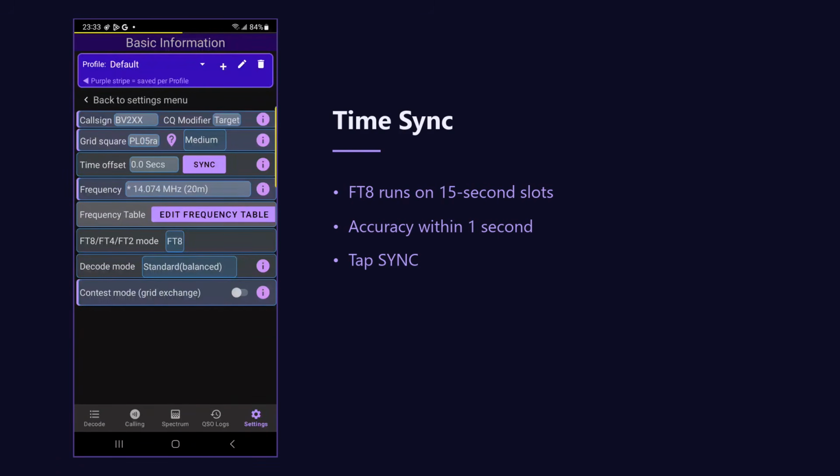The next step is easy to skip, and it decides whether you decode anything at all. FT8 works in 15-second slots, and every station follows the same clock. Your phone must be accurate to within 1 second. Tap Sync to check against an internet time server. If your decode list stays empty, look at this number first.